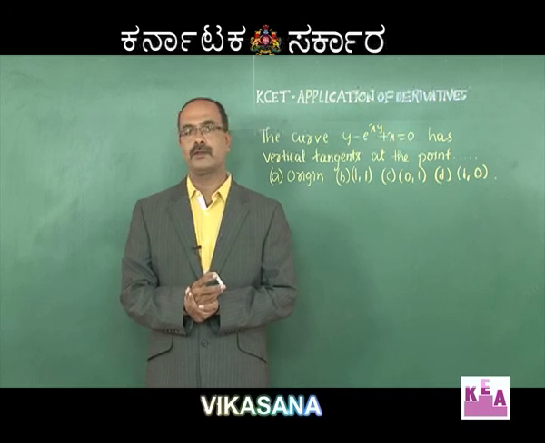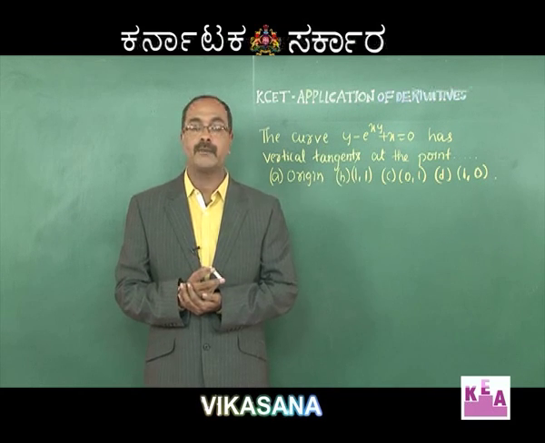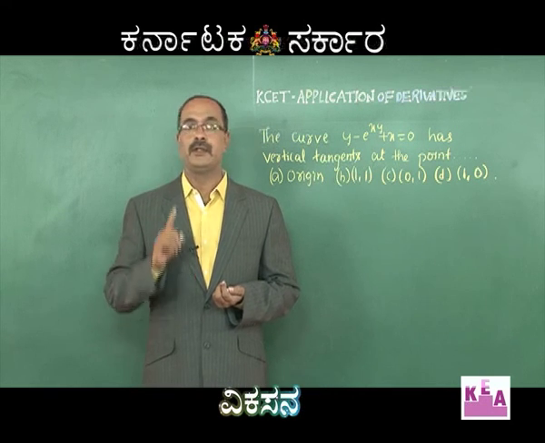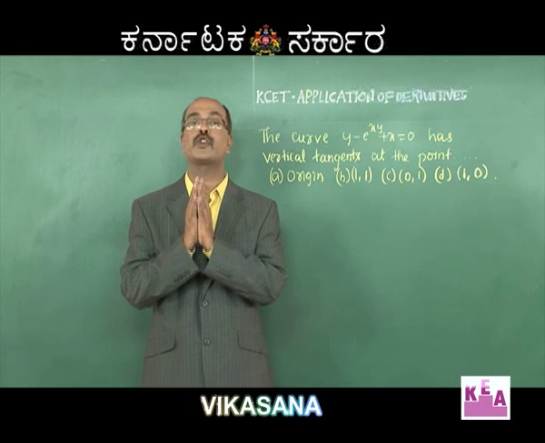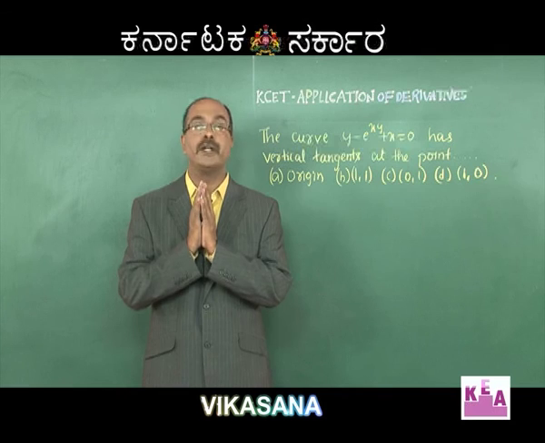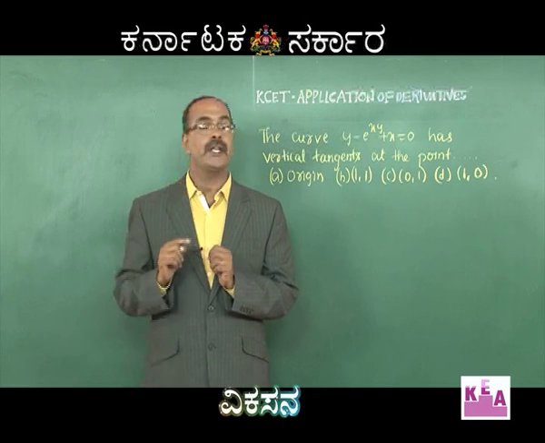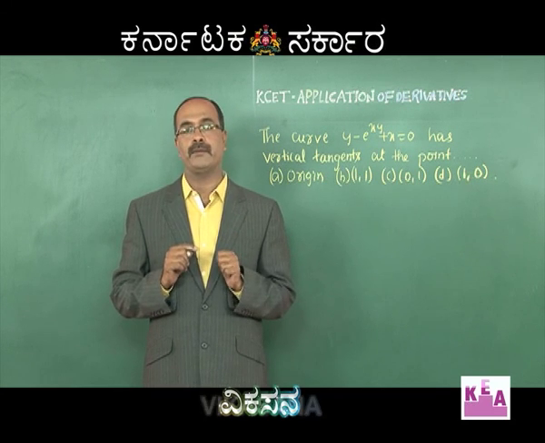Dear students, what do you mean by vertical tangent? Vertical tangent means the line which is perpendicular to the x-axis. A line which is perpendicular to the x-axis must have slope equal to infinity. dy by dx must be equal to infinity, or dx by dy is equal to 0. This is concept number 1.